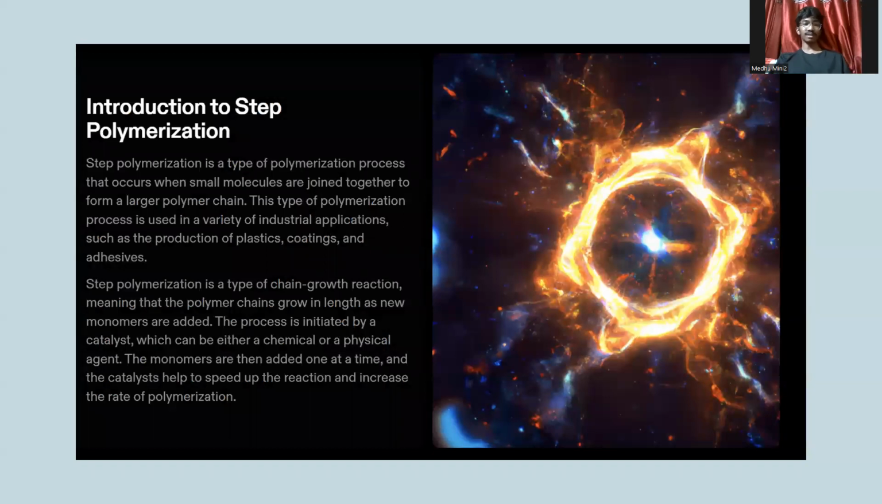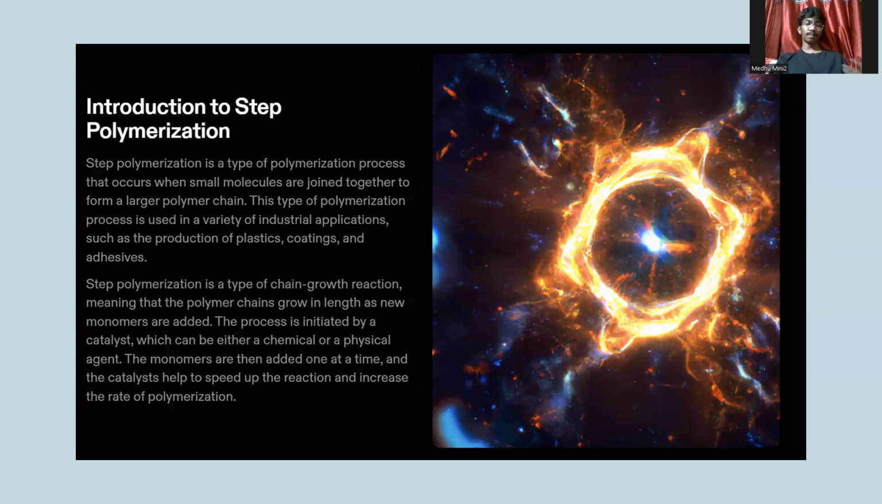Introduction to step polymerization. Step polymerization is a type of polymerization process that occurs when small molecules are joined together to form a large polymer chain. This type of polymerization is used in a variety of industrial applications, such as the production of plastics, coatings, and adhesives.